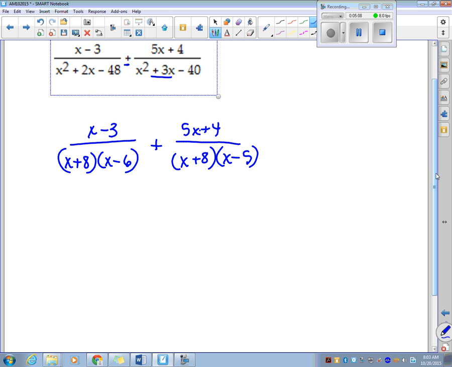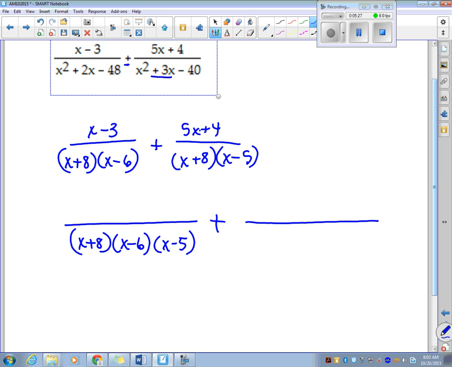My LCM is x plus 8 times x minus 6 times x minus 5. Well, that gets kind of nasty, doesn't it? Okay, but that's the least common multiple. So I'm going to add these together, and my least common multiple, again, is x plus 8.